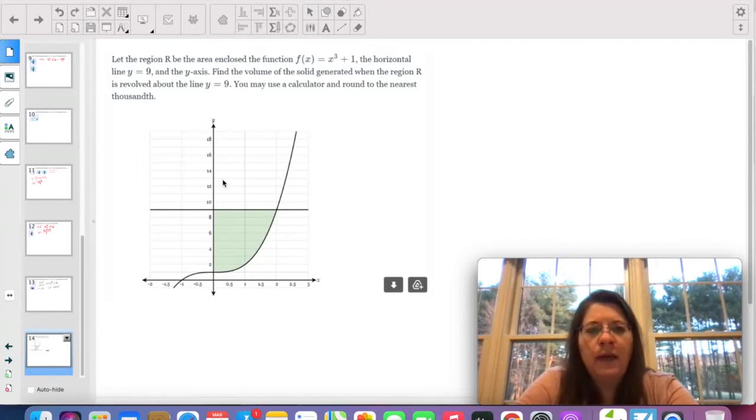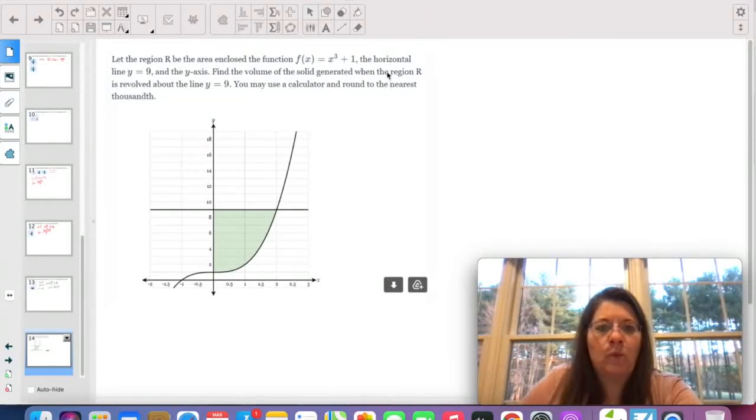The horizontal line y equals 9 and the y-axis. Find the volume of the solid generated when the region R is revolved about the line y equals 9. You may use a calculator and round to the nearest thousandth. Okay, so we are rotating this region about the y equals 9 line. So we're rotating about this axis.